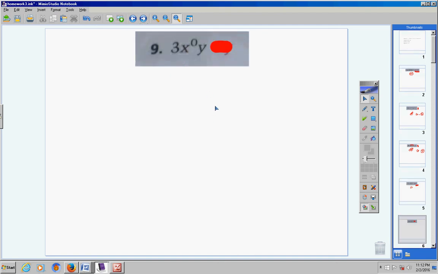Okay, now, hopefully you remember what I taught you. Anything to the 0 power becomes 1. So I have 3 times x to the 0 power times y. So what I really have is 3 times 1 times y, because anything to the 0 power, that whole thing becomes 1. Now, a lot of students see this 0 and cross the whole thing off and say the answer is 1, and that's incorrect.